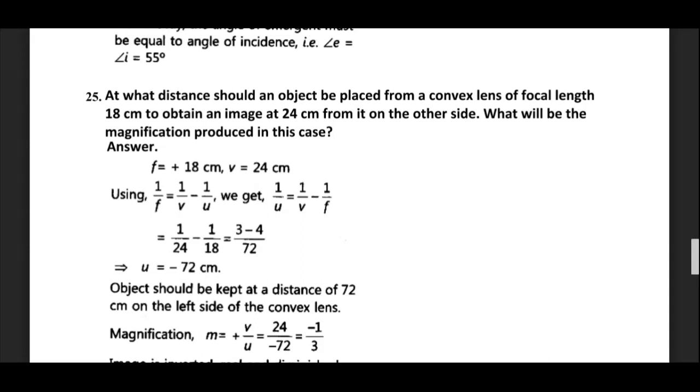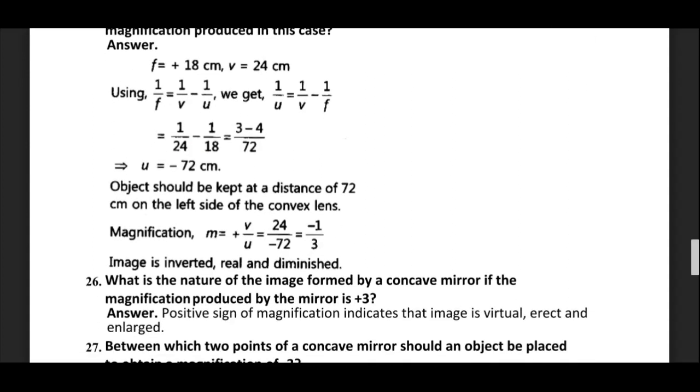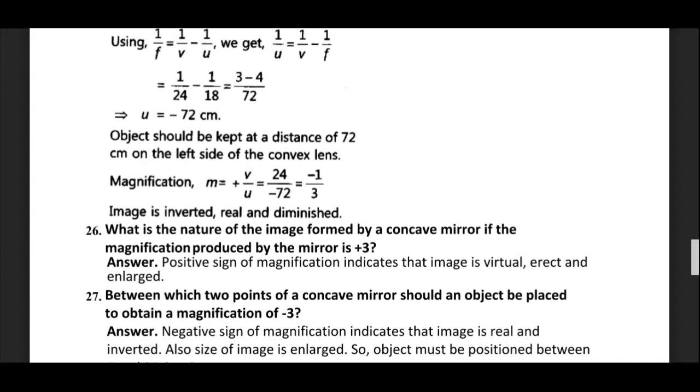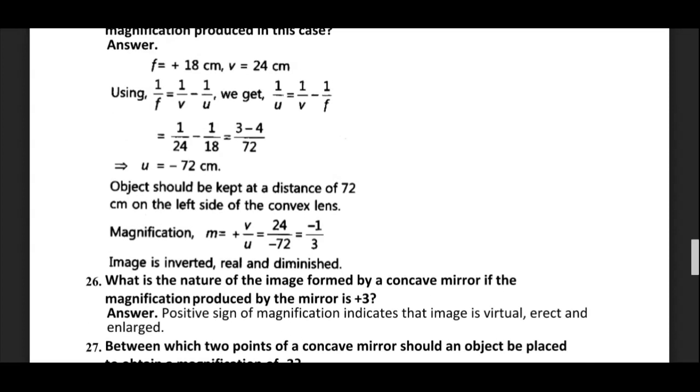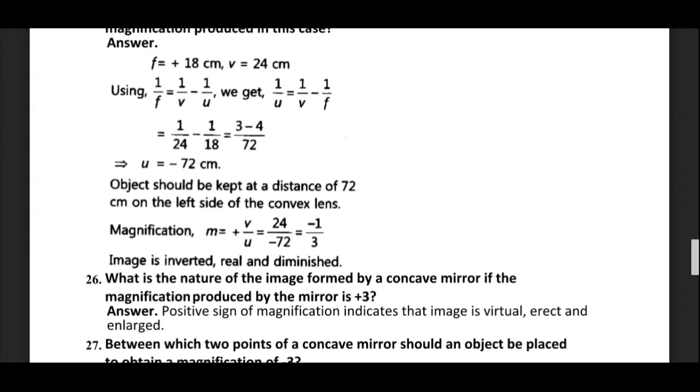That comes out to be minus 72 after using the lens formula, that is 1 by f is equal to 1 by v minus 1 by u. I hope you know how to take the LCM. So you have to find the magnification. M is equal to v by u, that is 24 upon minus 72, that is minus 1 by 3. From here you will get the value of m will be less than 1. So what will you get as image is inverted, real, and of the smaller size as that of the object, that we call as diminished, right?